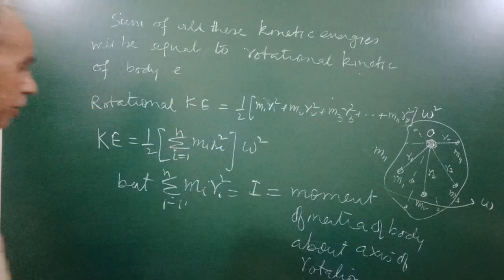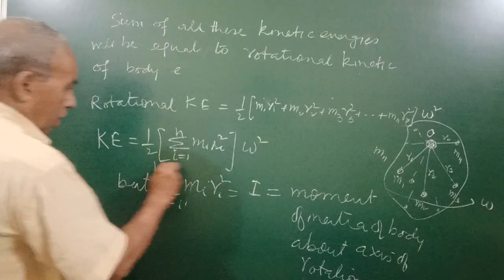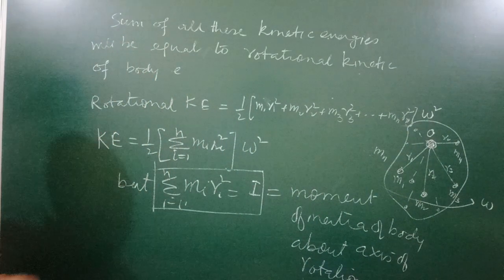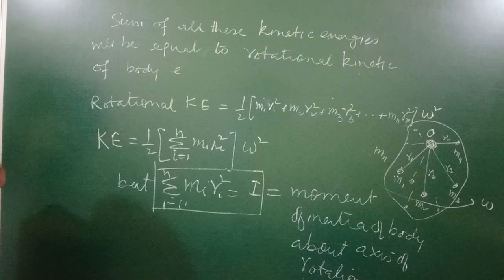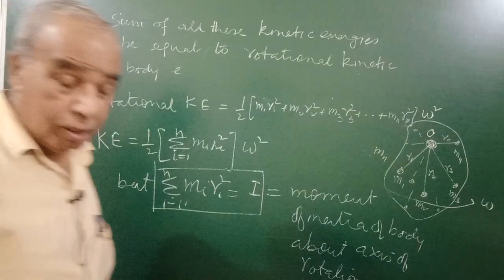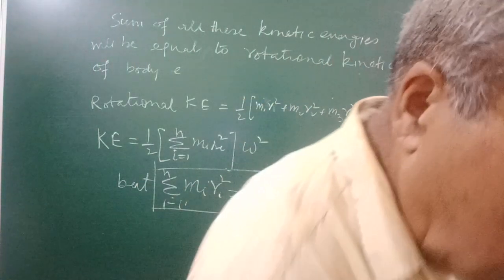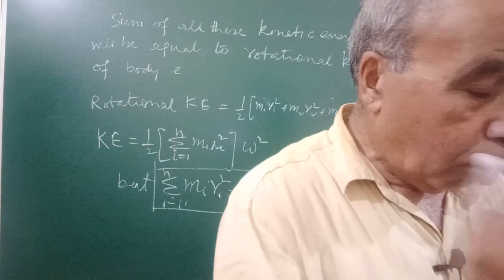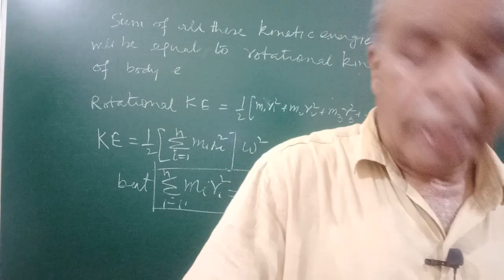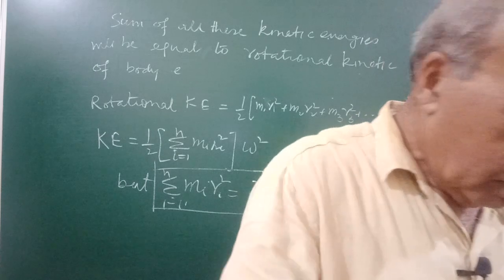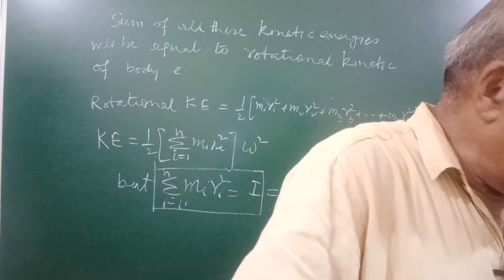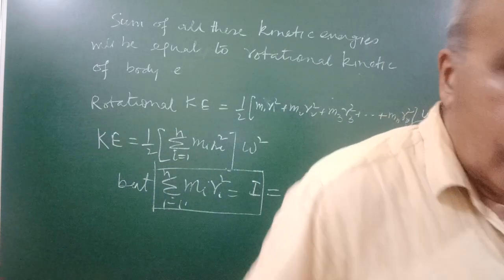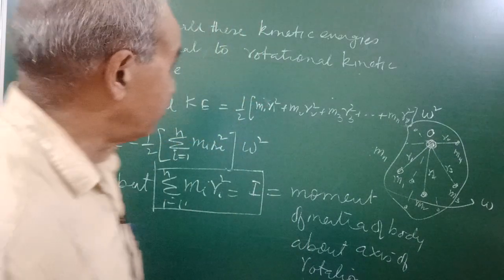I hope you have got it. आपको याद आ गया होगा ये क्या है, summation m_i r_i square, and please learn the moment of inertia of different bodies about different axes, and I gave the moment of inertia of different bodies about different axes in a table.